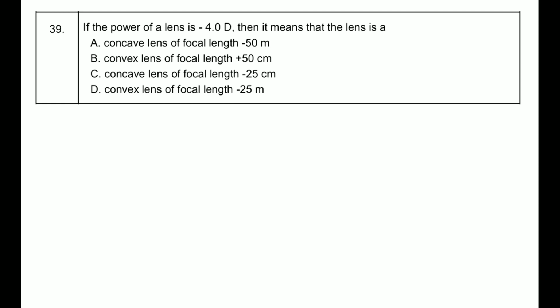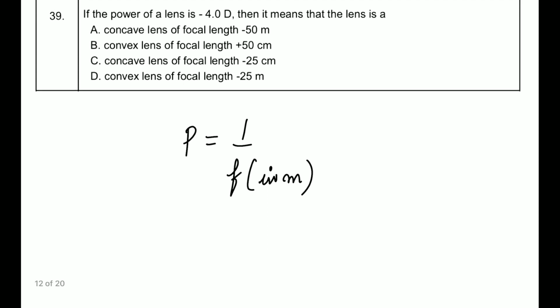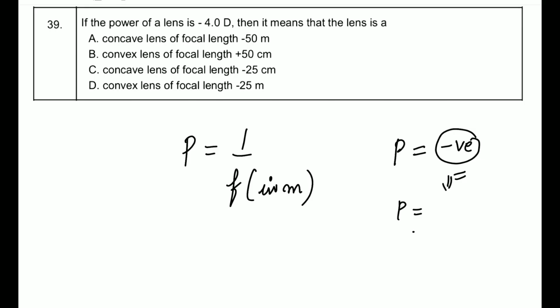Now, first, one thing you have to be very careful. You know the formula for power is 1 upon focal length, and this focal length is written in meters, right? In this question, the power is negative. Power is negative for a concave lens. So we know that we have a concave lens, right? So we can continue here.